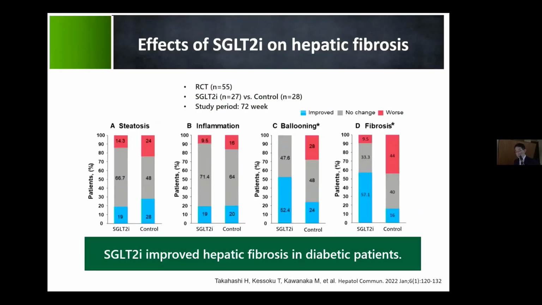Another important finding was published by Professor Takahashi from Saga University. They conducted a randomized controlled trial of SGLT2 inhibitor versus control. The control is not a placebo, but another anti-diabetic medication rather than the SGLT2 inhibitor. The study period was 72 weeks. There was no significant difference in steatosis and inflammation between the two groups. Significant improvement was seen in ballooning. SGLT2 inhibitor improved 50% of the ballooning. And with the SGLT2 inhibitor, approximately 60% of patients showed an improvement of fibrosis, which is quite significant versus control, which is only 60%.